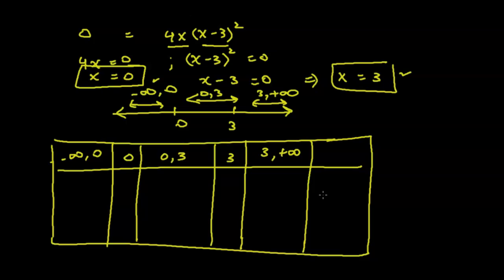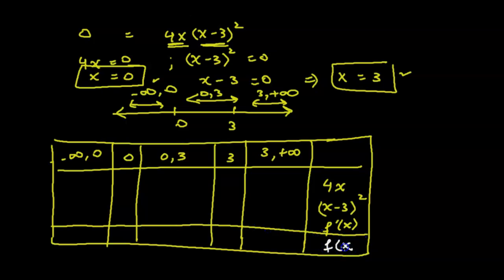And on this side, we would put the factors of the derivative function, that is 4x and (x minus 3) squared. Using the values of the factors, in fact, we will be using the signs of the factor values, we will finally conclude what the derivative sign is going to look like. That would give us where the original function is going to be increasing or decreasing.